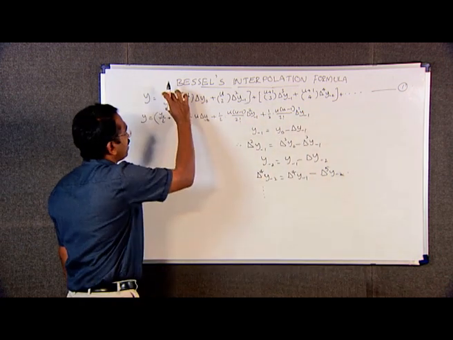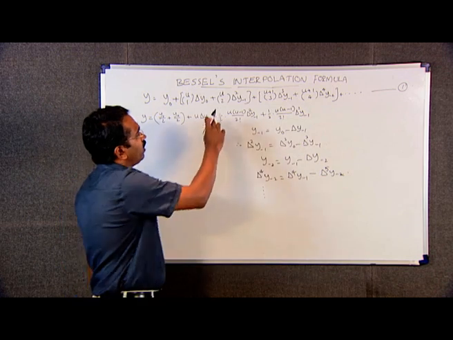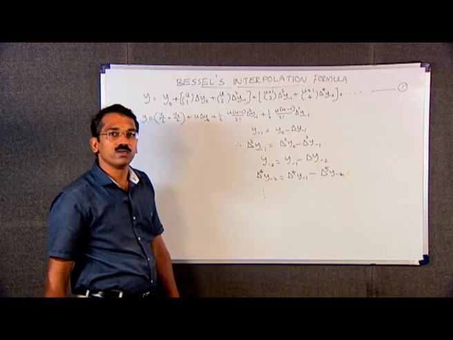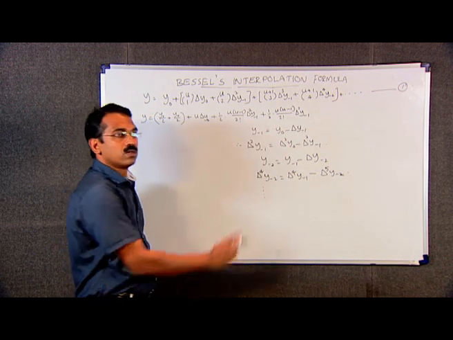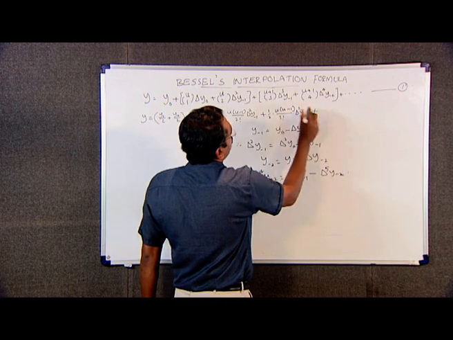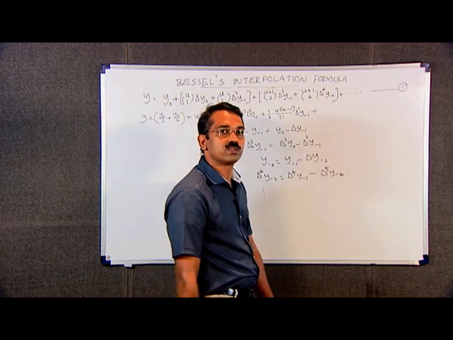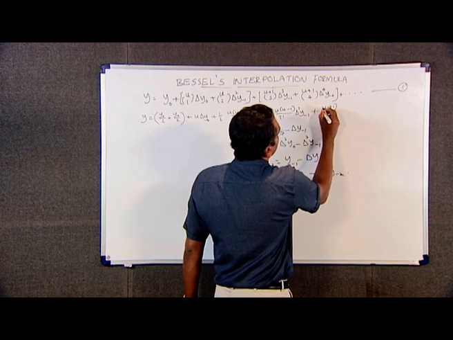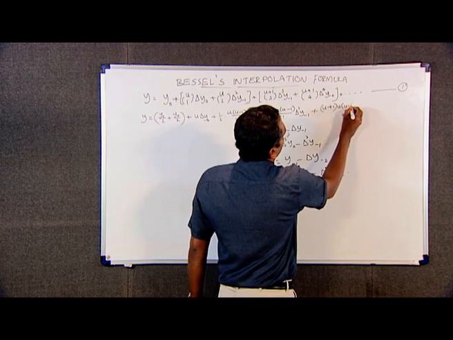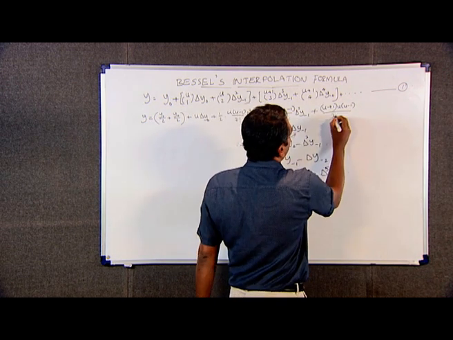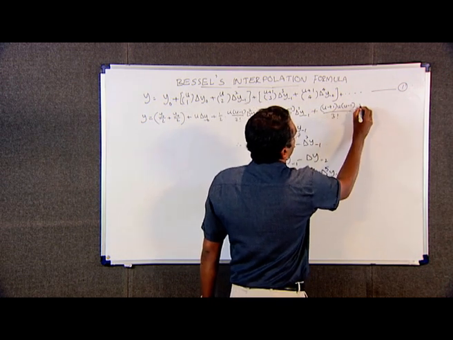We split this first term and then the third term into two equal parts. Plus, next term is u plus 1 C3. u plus 1 C3 means u plus 1 into u into u minus 1, all divided by 3 factorial into delta raised to 3 y minus 1.